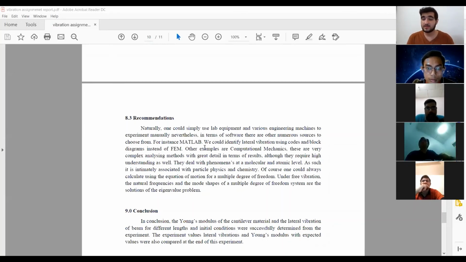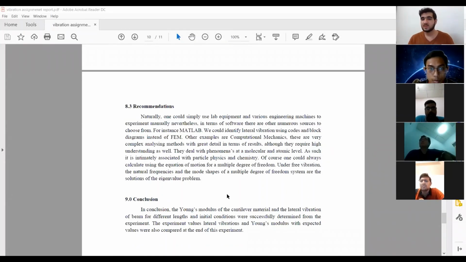If we want more precise and accurate results, we could use computational mechanics. These are actually very complex analysis methods with great detail in terms of results. But of course, they require a high level of understanding as well, which I think is a little bit above ours. It requires a lot of training and practice. And of course, the more natural way, we could find all of these using equations of motion, which we've learned in our class. We can definitely determine the natural frequencies and the mode shapes of a multiple degree of freedom system using the eigenvalue problem.